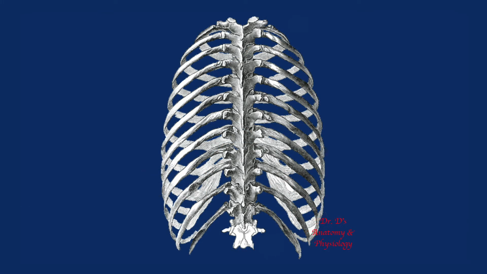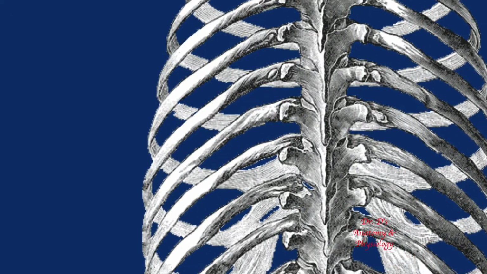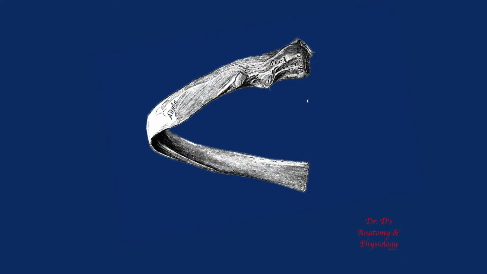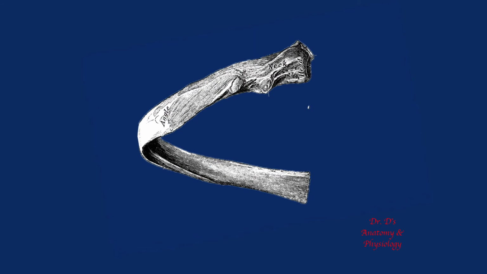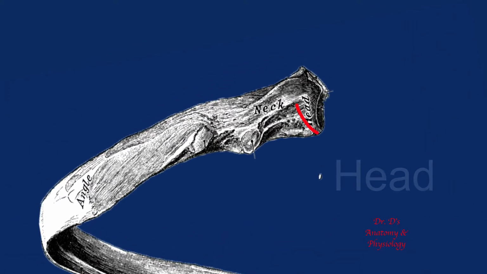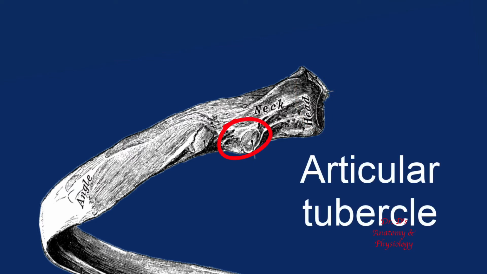Again, what defines the thoracic vertebrae is their association with ribs. So now we'll look at the rib cage and its association with the thoracic vertebrae. Here we have a posterior view of the thoracic vertebrae and the rib cage. And if we zoom in on an individual rib, the only anatomy we need to know at this point is the head, which is this wide end, and the articular tubercle.